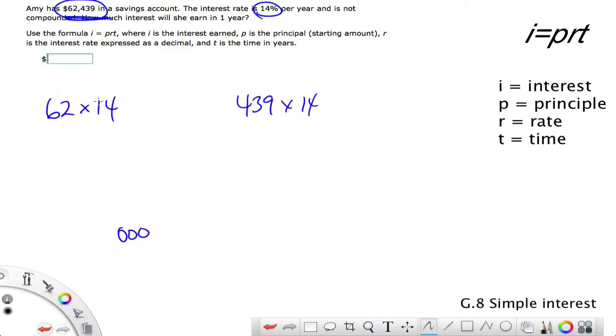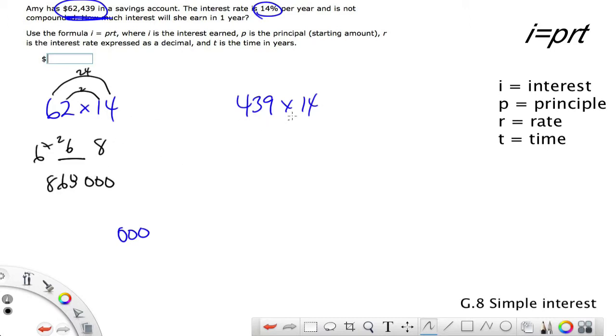So 6 times 1, I get 6, 1 space. 2 times 4 is 8. And then I do my rainbow. 2 times 1 is 2. 6 times 4 is 24. So 24 and 2 is 26. So 2, 6, and do my carry. So 6 plus 2 is 8. 6, 8, 1, 2, 3.